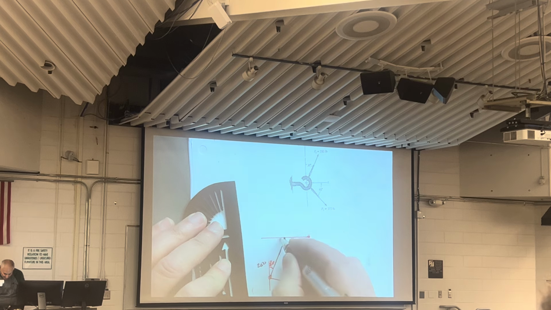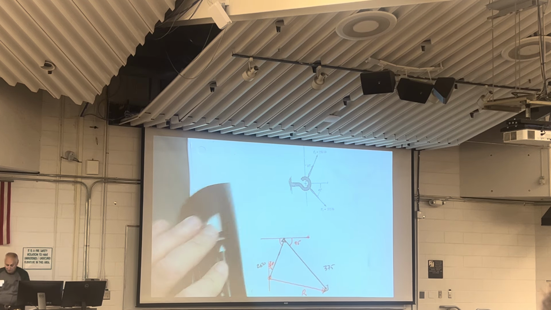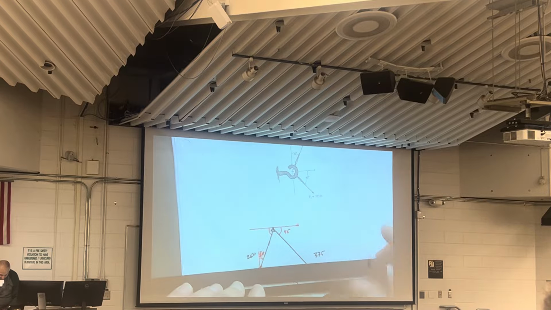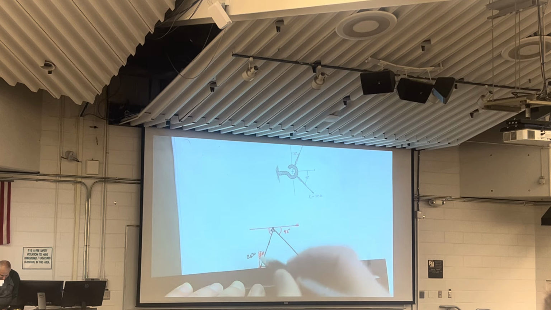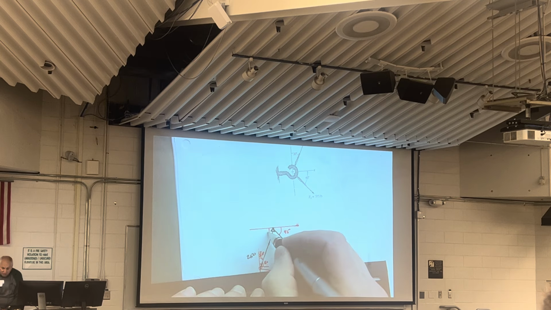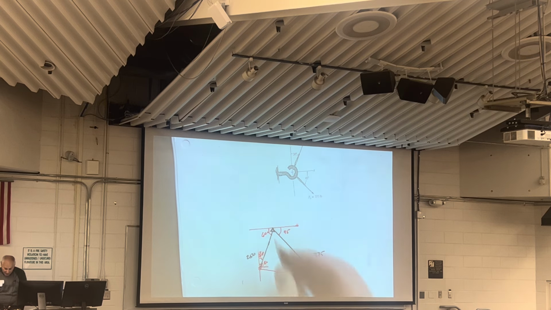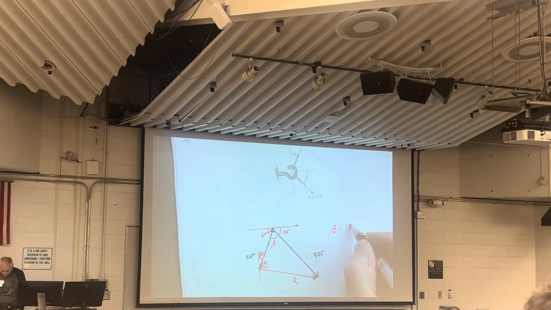Well, what's this angle if that angle is 30? Let's put it this way. This right here would be 60 if this is a 90, which means that angle's got to be 60. Now, I'm going to call this beta. Beta is equal to 180 minus 60 plus 45. Beta is equal to 75 degrees.